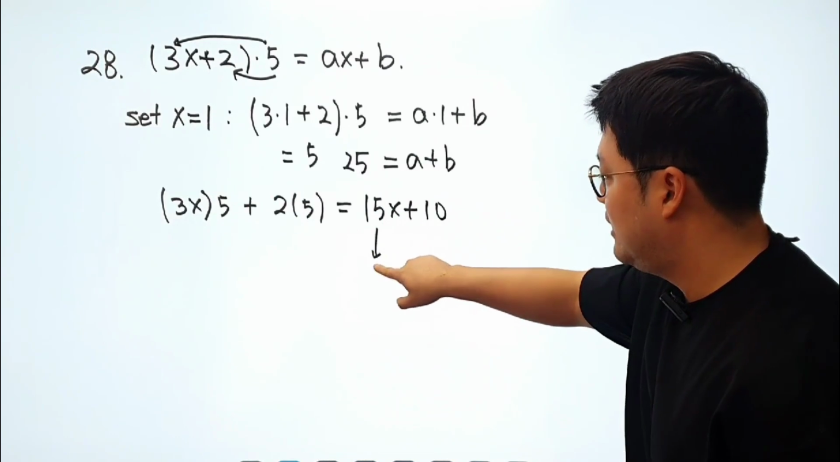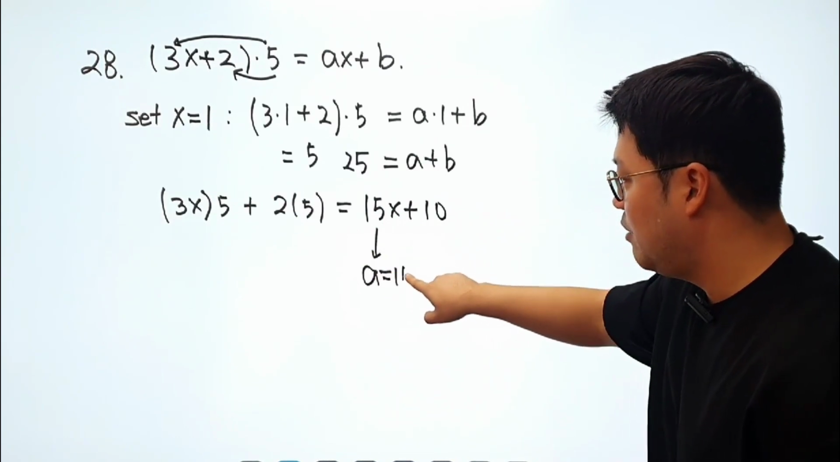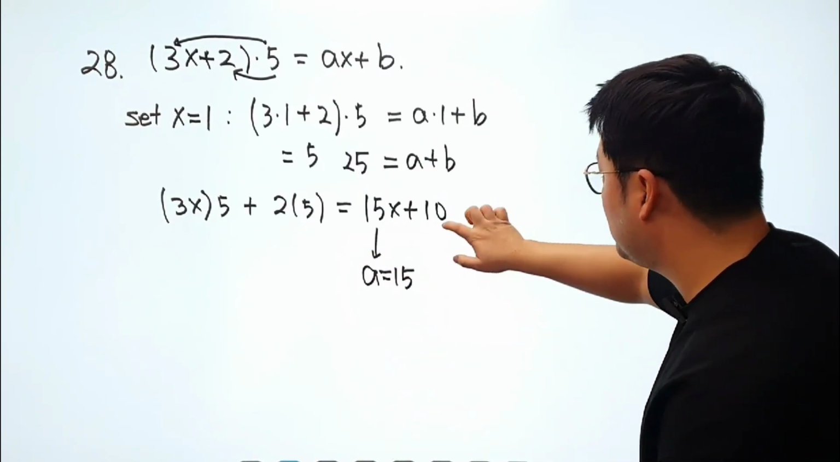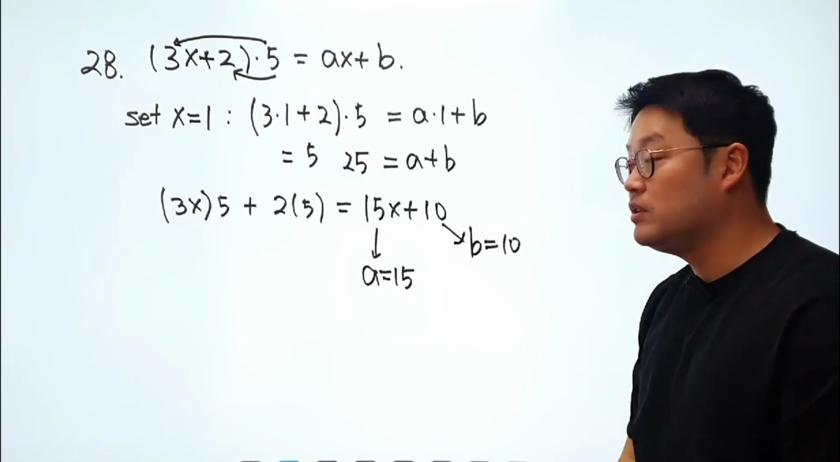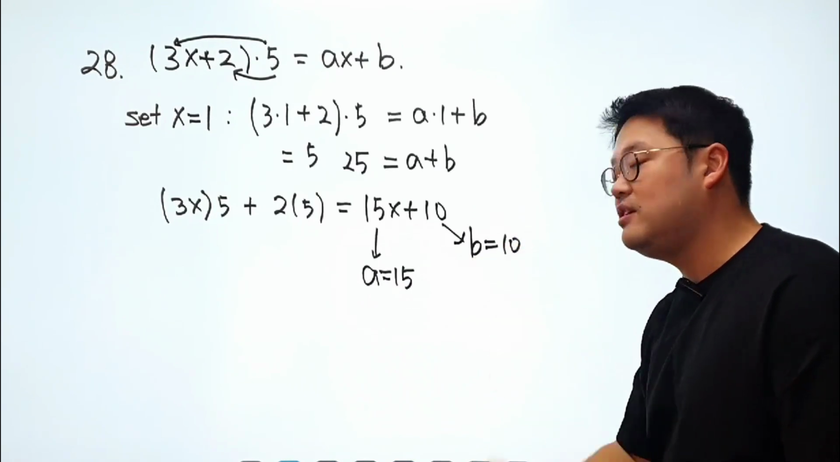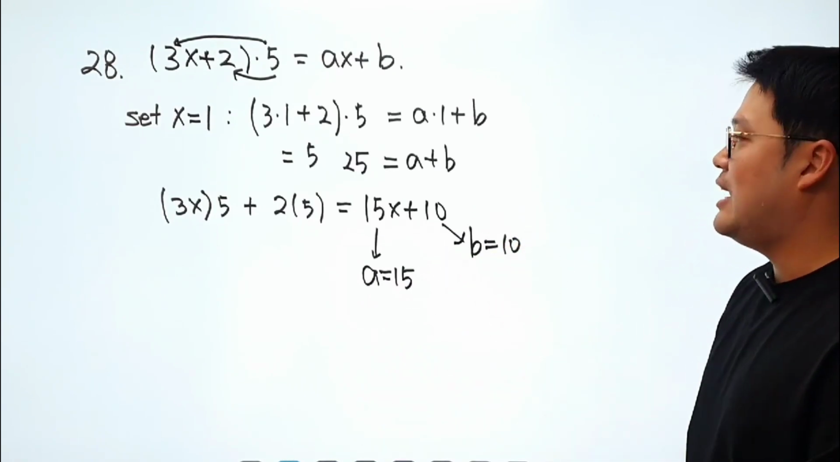So what do you know about a? a is supposed to be 15. What do you know about b then? b is supposed to be 10. All right, so a equals 15 and b equals 10. If you add those two values up, we get 25, and that shall be it.